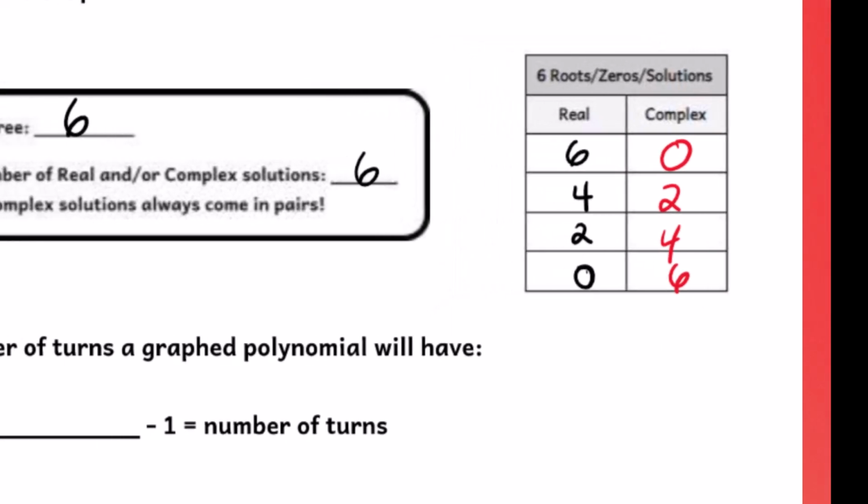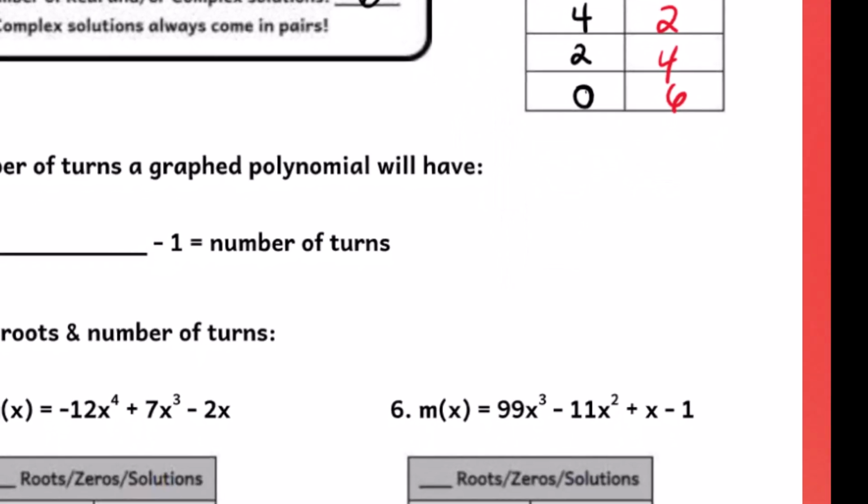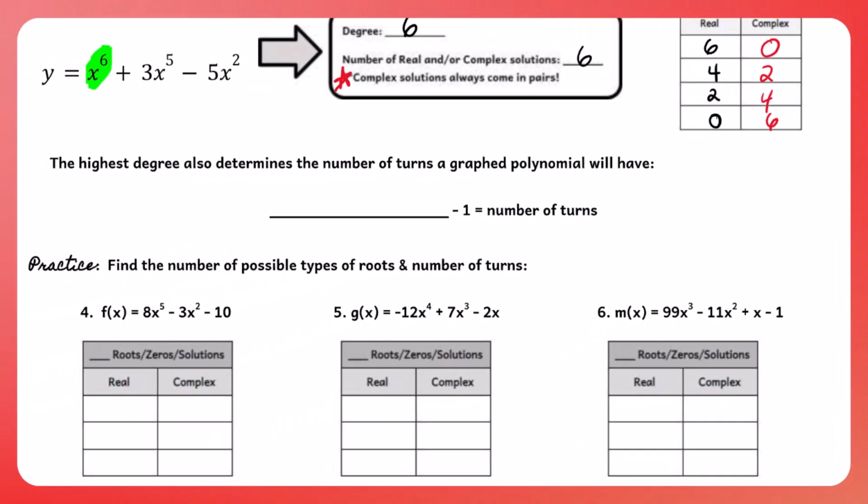Now, as we get into this a little bit more, let's also take a look at the number of turning points. Whatever the degree of the function is, the highest degree, that's going to determine how many turns this polynomial will have. So here's a little formula. When we talk about the degree, remember, that's the highest exponent. So the degree minus 1 will be the number of turns that our function makes.